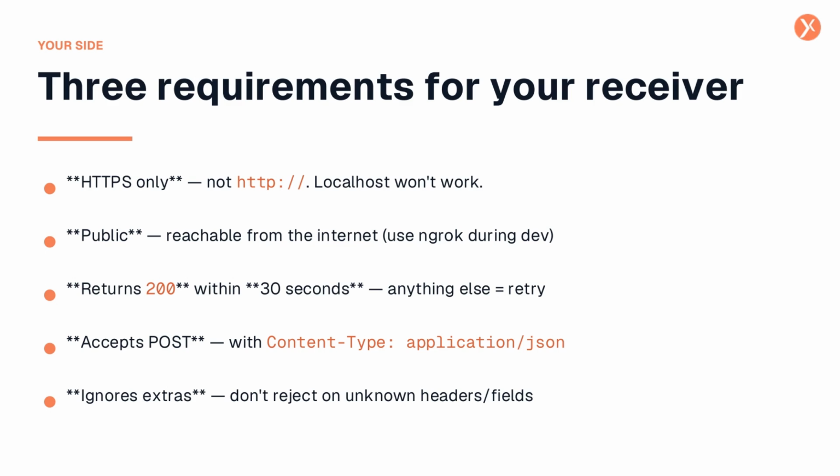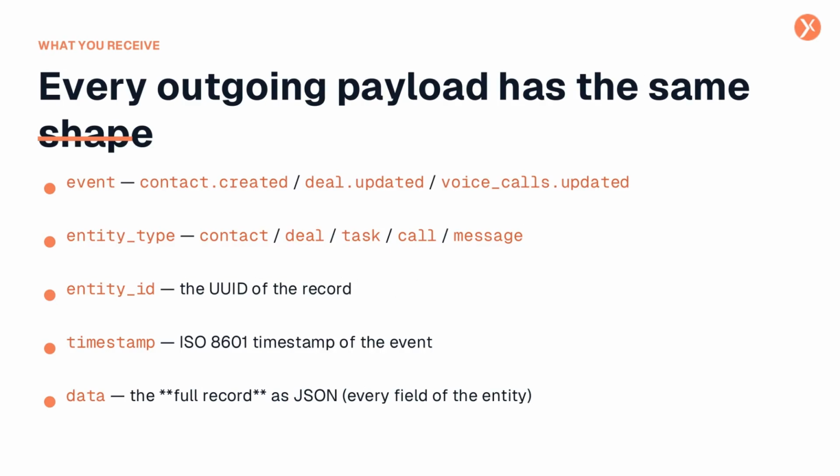Every outgoing payload from Expedify adheres to a consistent structure, making it predictable for your receiver. It includes 5 top-level keys. The event key specifies what happened, such as contact.created or voice_calls.updated. The entity_type and entity_id together identify the specific record involved. A timestamp indicates when the event occurred. Most importantly, the data key contains the entire record, fully expanded with all its fields and custom data, often eliminating the need for your system to make a separate API callback to Expedify for more information.